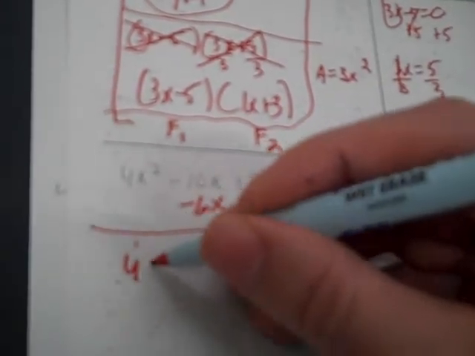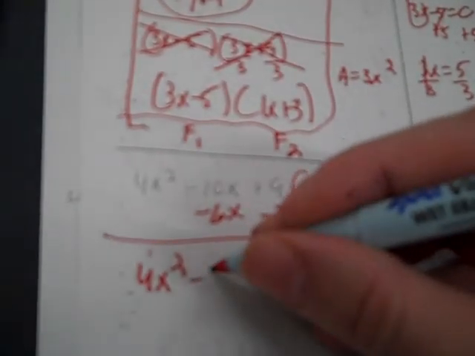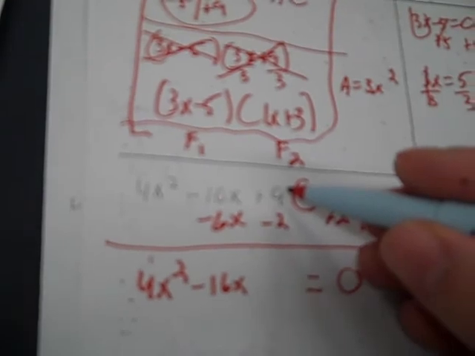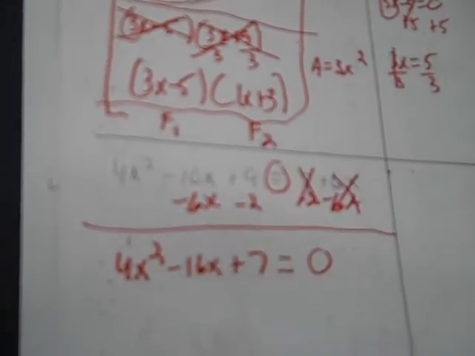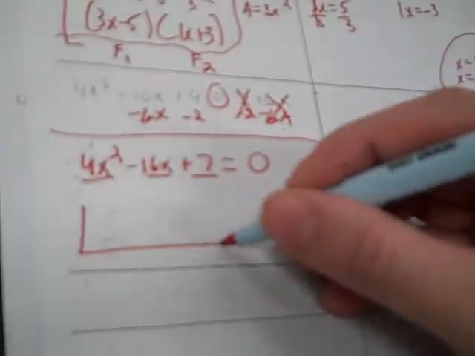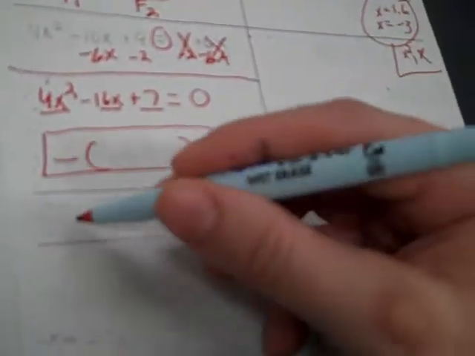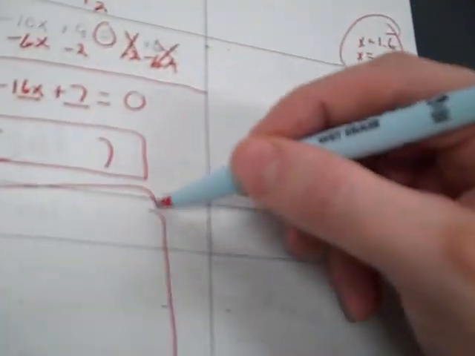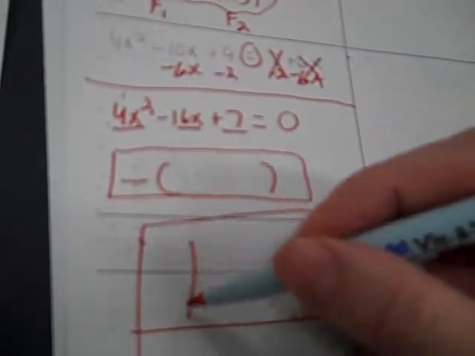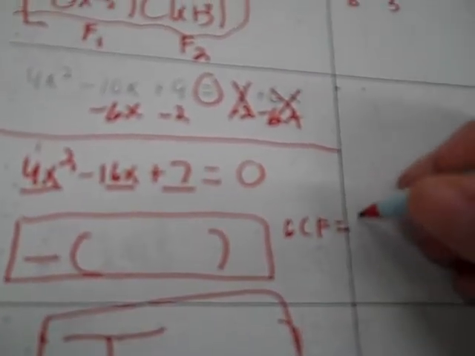So I've got 4x to the second power. Negative 10 minus 6 is negative 16, so minus 16x. And then positive 9 minus 2 is 7, so plus 7. Now that you see, you can underline the big guys, and how many are there? There's 3, okay? Same idea. Greatest common factor. Negative in front, no. You got x on everything, no. 4, 16, and 7, the GCF again is 1.